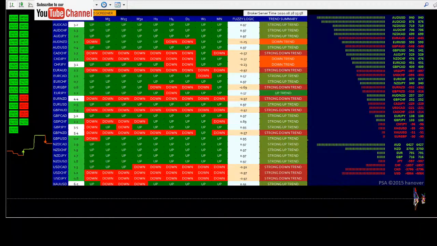UJ should give us some nice pips. It's a very nice risk reward here if we get to the take profit.